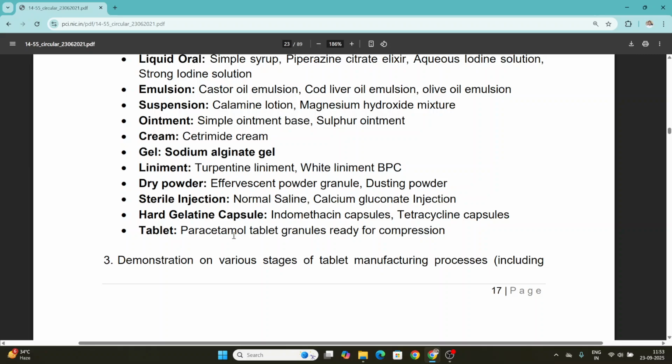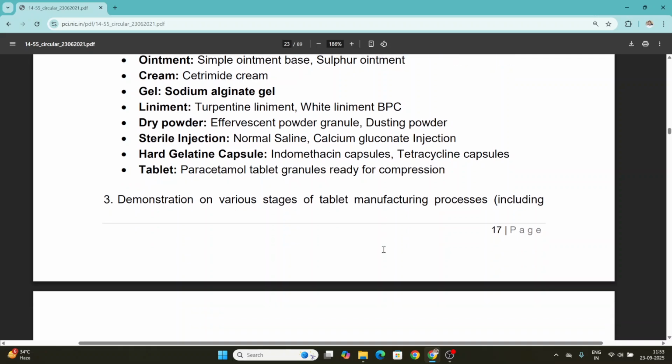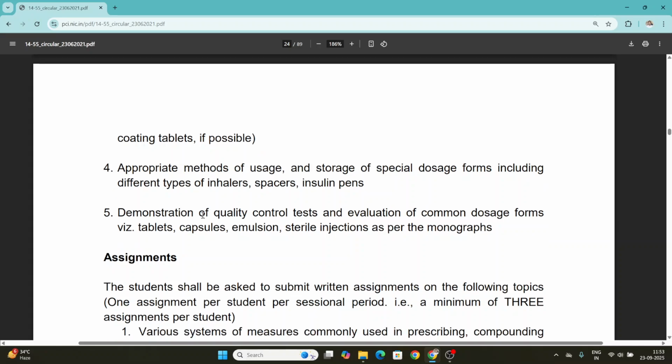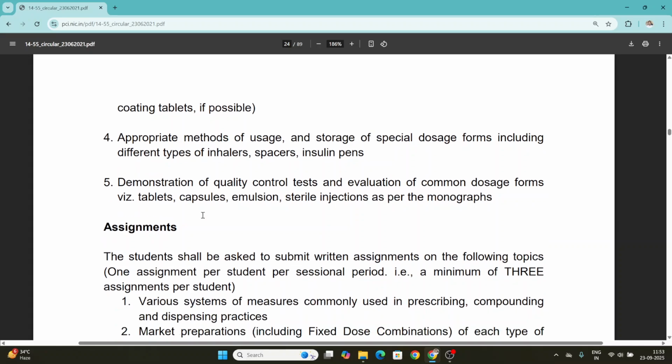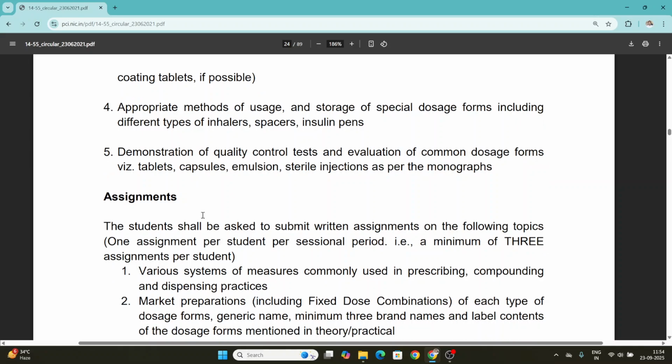Tablets, you will make the paracetamol tablet granules ready for compression. Demonstration on various stages of tablet manufacturing process, including coating tablet if possible, appropriate methods of use and storage of special dosage forms, including different types of inhalers, spacers, insulin pens. Demonstration of quality control tests and evaluation of common dosage forms, which are tablets, capsules, emulsions, sterile injections as per monographs.